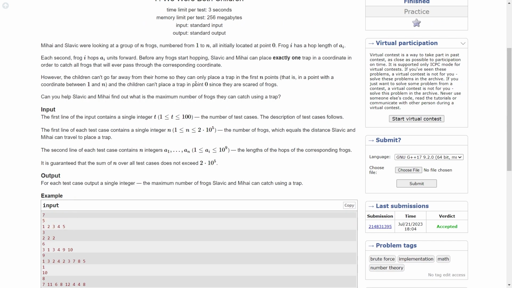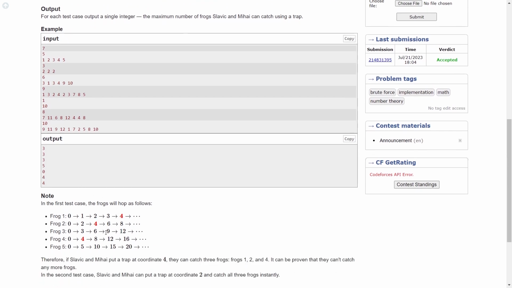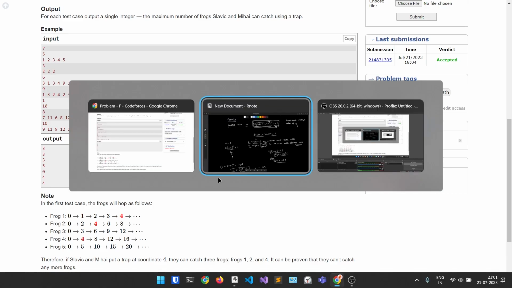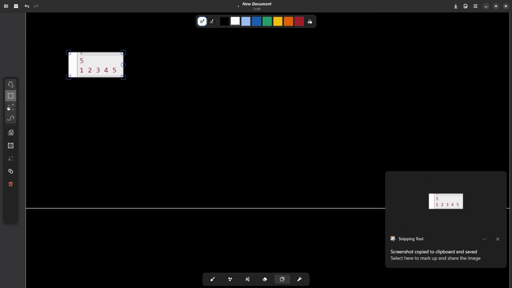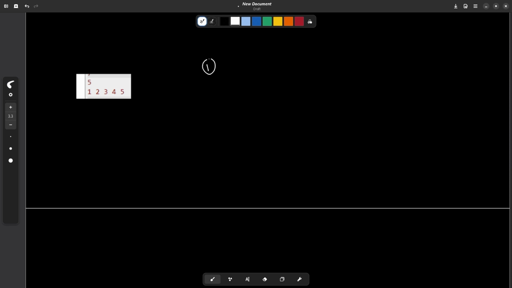They say that we have been given n frogs and each frog has some value associated with it. What is this value actually denoting? This value denotes that this frog can only make jumps of size a_i, right? They've also explained it here, so let me explain this first sample test case. The first frog can make a jump of size 1. So it can go from 0 to 1, then 1 to 2, then 2 to 3, then 3 to 4, 4 to 5, and so on.